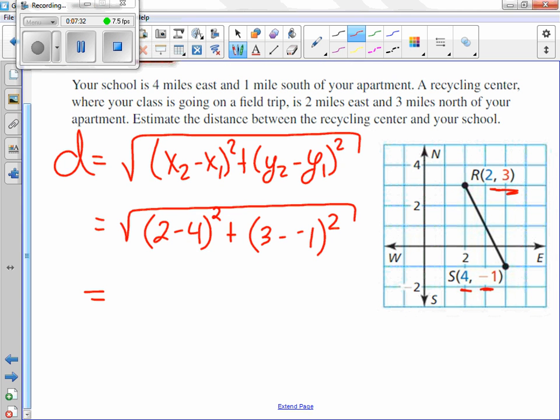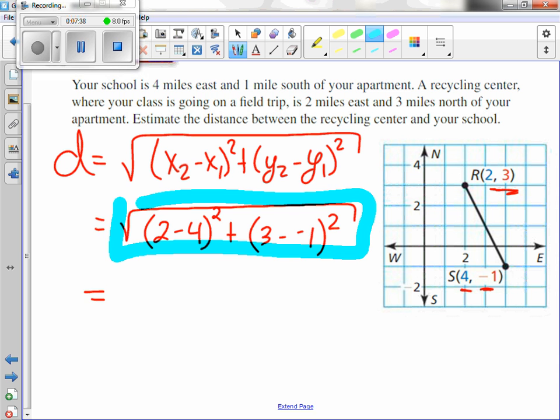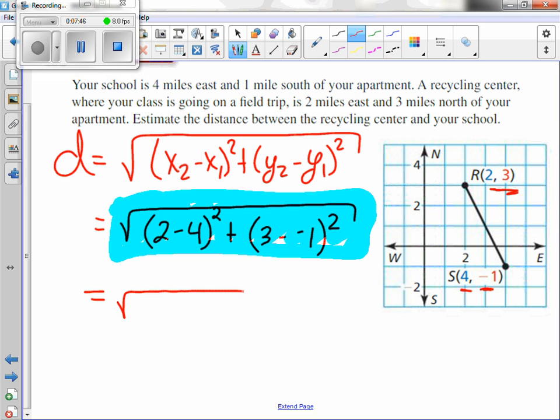Now at this point here, if you want to, you can plug this entire thing into the calculator. Let me highlight and tell you what I mean. I mean this whole thing here. If you want to plug this entire thing right here into the calculator, go on and do it. There's nothing wrong with that. But I'm going to go on and do it by hand.